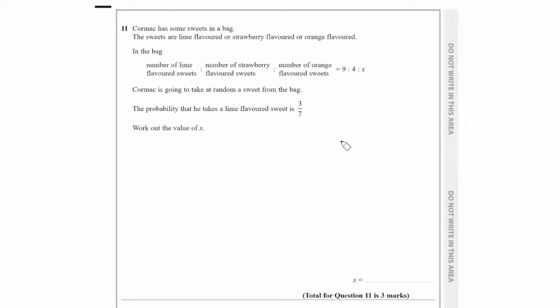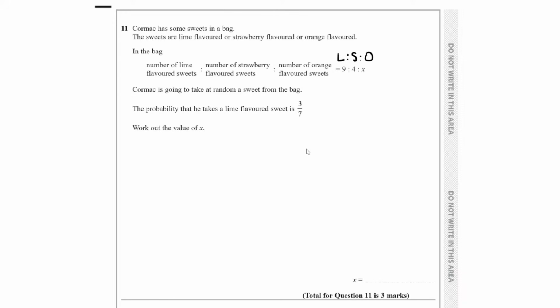All right, so Cormac has some sweets in a bag. The sweets are lime flavoured or strawberry flavoured or orange flavoured. In the bag, the number of lime sweets to the number of strawberry sweets to the number of orange sweets is in this ratio 9:4 to x. So I like to just label it like this. That's just my personal preference, so I can quickly refer back to it. Cormac is going to take at random a sweet from the bag. The probability that he takes a lime flavoured sweet is 3/7. Work out the value of x.